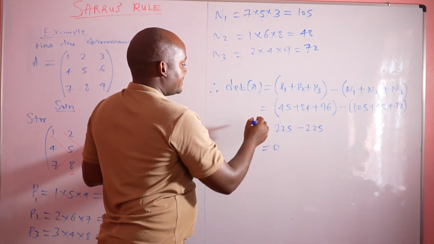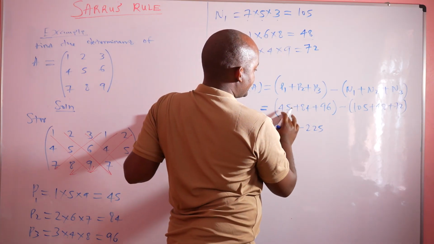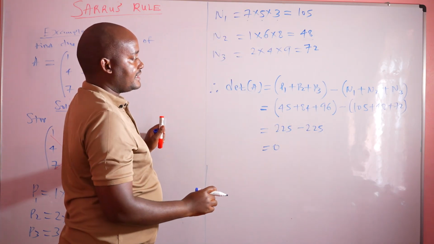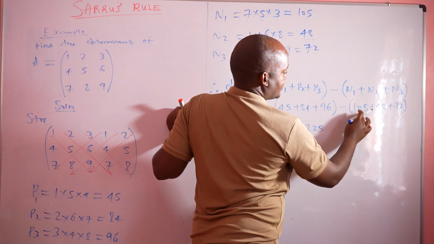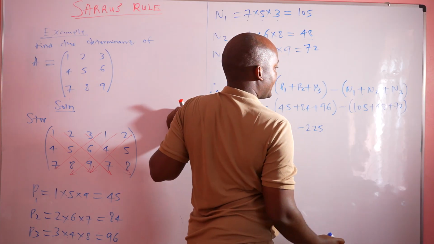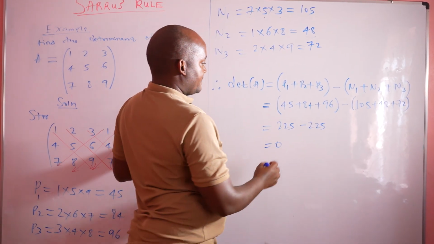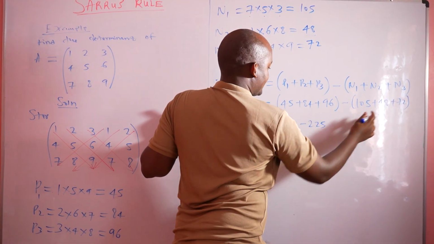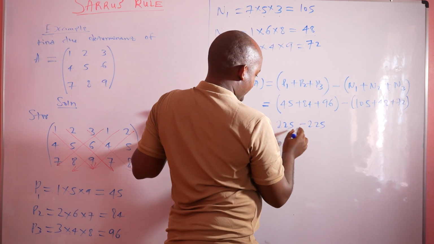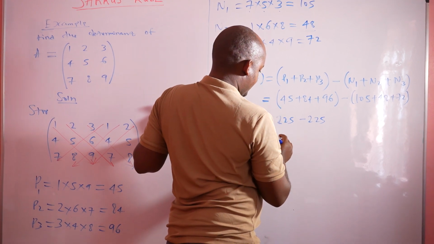So should you sum this, this will be 45 plus 84 plus 96, minus the sum of these products, which is 105 plus 48 plus 72. And simplifying this gives us 225 minus 225, which is equal to 0.